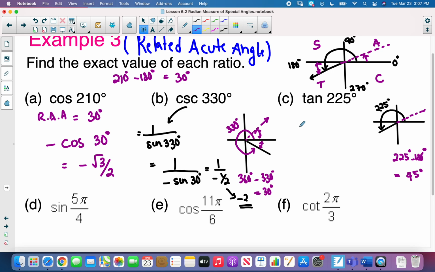So tan of 225 will be the same numerically as tan of 45. And the terminal arm of this 225 ends up in the third quadrant where tan is positive, so it'll be positive. Tan of 45 is 1, so the answer is plus 1.